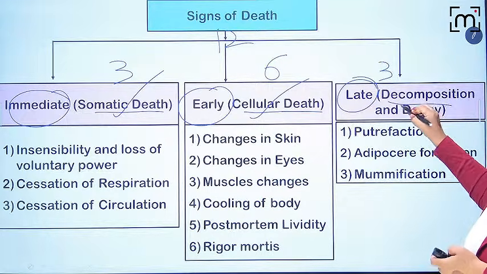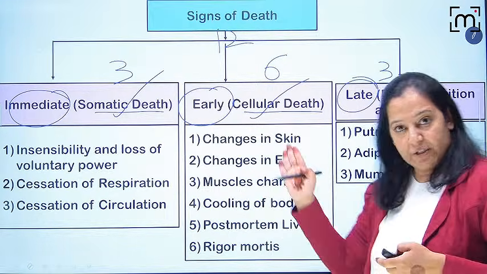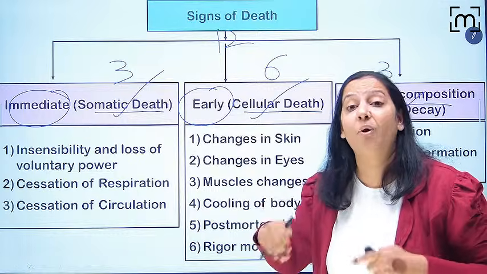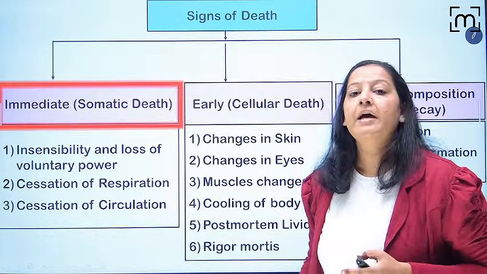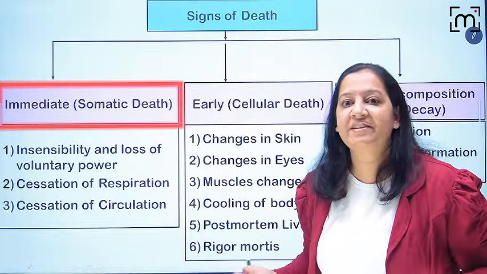And late changes indicate decomposition. First, you learn the 3 types of changes and what they indicate. Okay, now learn the number. How many changes are there in each category? Now state them. One by one, we will state and see their description.